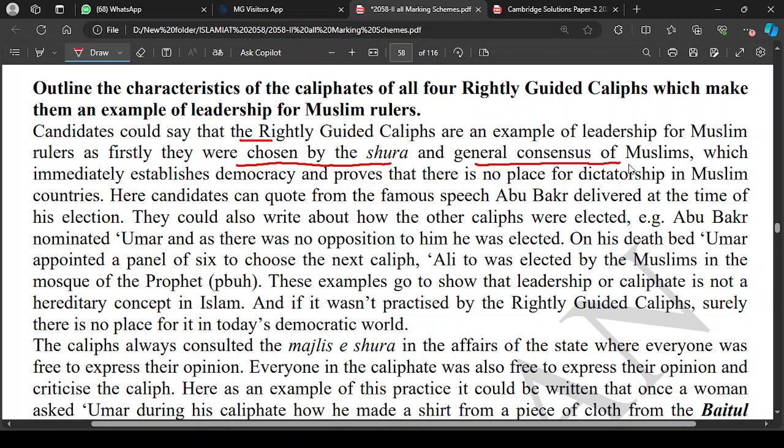First of all, you can talk about how they have been elected. Abu Bakr has been elected by the general consensus of the Muslim Ummah. Okay, firstly they were chosen by the shura and general consensus of the Muslims. Okay, the people themselves had elected them, which immediately establishes the democracy and proves that there is no place of dictatorship in the Muslim countries.